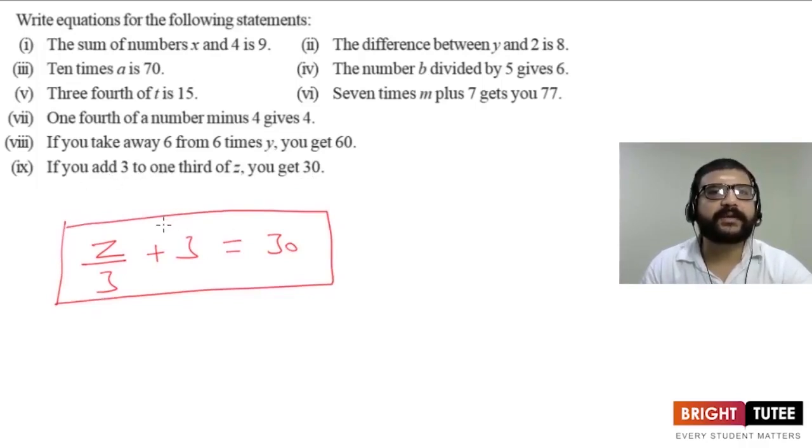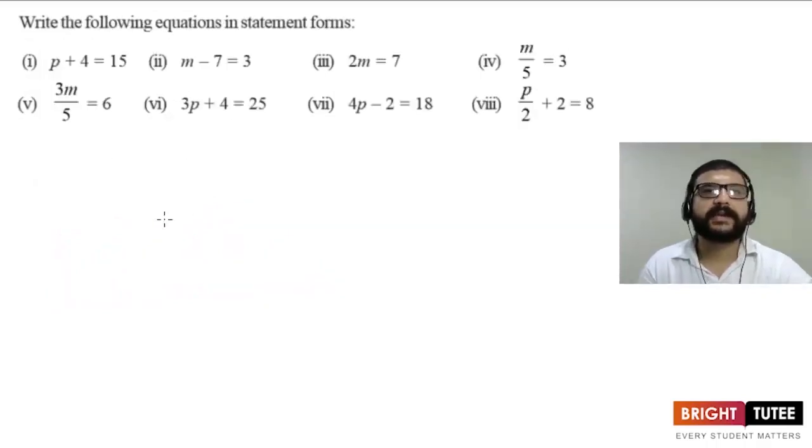So in this question what we did, statements were given to us. Few statements were given and we have represented them in a mathematical equation form. In the previous question, few statements were given to us and we have represented them in equation form. Now in this question, equations are already given to us. What we have to do, we have to write them in a statement form. So let's start from the first equation.